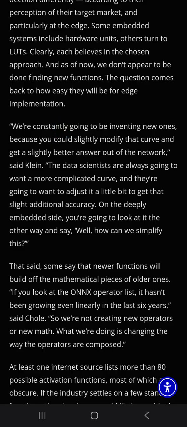We were constantly going to be investing in new ones because you could slightly modify the curve and get a slightly better answer out of the network, said Klein. The data scientists are always going to want a more complicated curve, and they are going to want to adjust it a little bit to get the slight additional accuracy. On the deeply embedded side, you're going to look at it the other way and say, well, how can we simplify this?